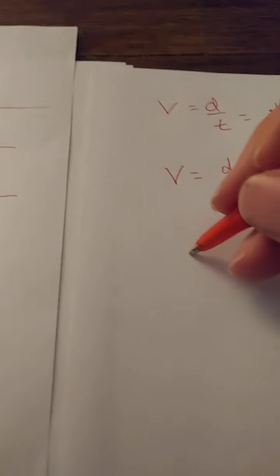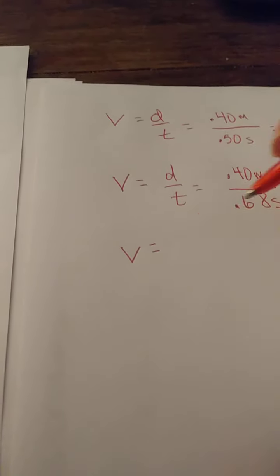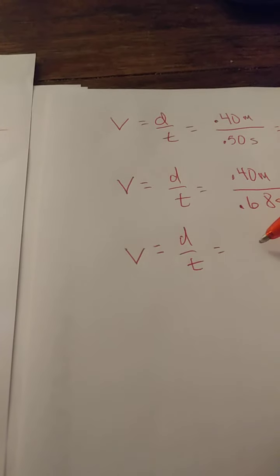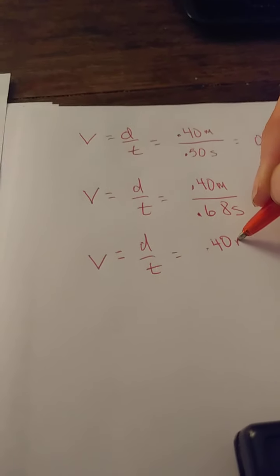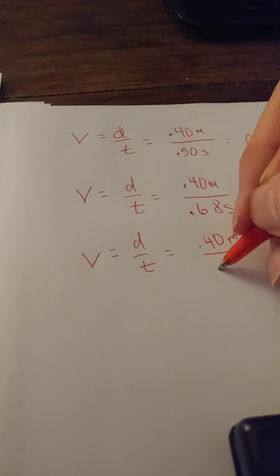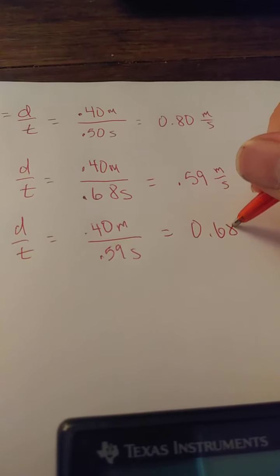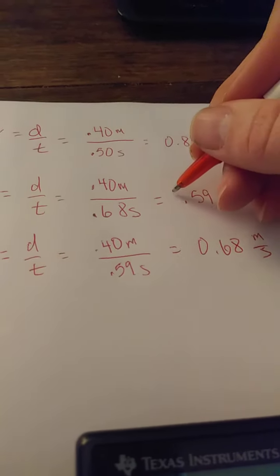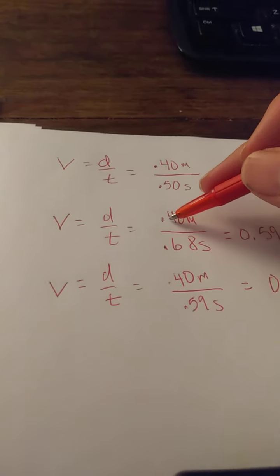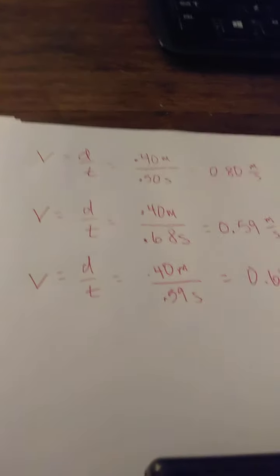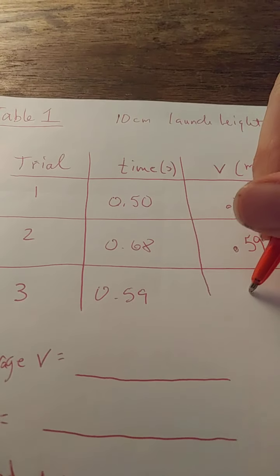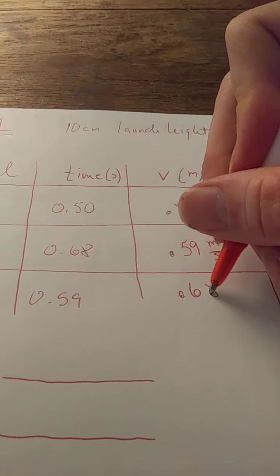And the third calculation, again, D over T, 0.40 meters divided by now 0.59 seconds, and that came out as 0.68. These are both fine. You could write 0.40 or 0.40. So 0.68.